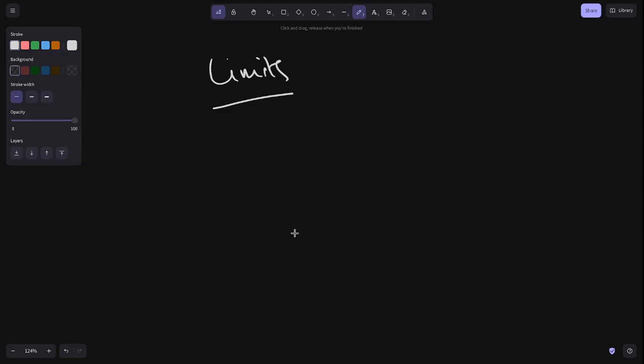So today we're going to talk about limits. So what is a limit? Limit is basically the word limit. So you can imagine what the word limit might mean. So let's say we have this function.